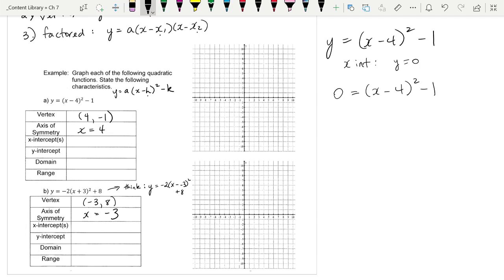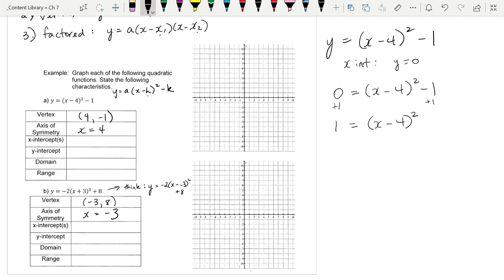What was the last thing that happened to x? -1. So that's the first thing you have to undo. How do you undo -1? You add 1 to both sides of the equation. So that's going to be 1 equals x minus 4 squared. How do you undo squared? Right. The opposite of squaring is square rooting.